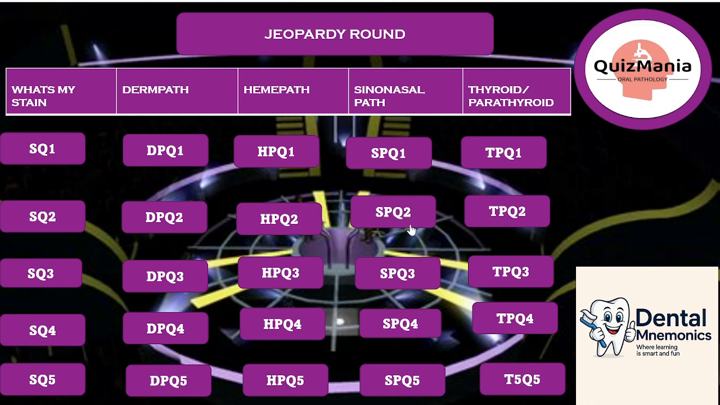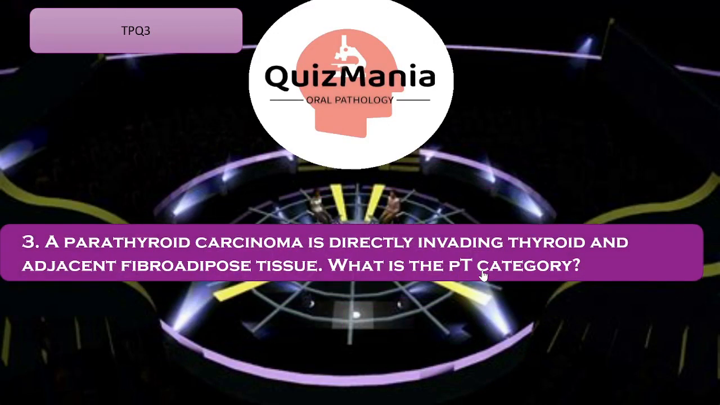So I hope you are finding this quiz interesting. Before we come to our final question, our final question today, question number 3 from thyroid and parathyroid, is: a parathyroid carcinoma is directly invading the thyroid and adjacent fibroadipose tissue. What is the pT category? I want you to name the pT category in which a parathyroid carcinoma is directly invading the thyroid and adjacent fibroadipose tissue.